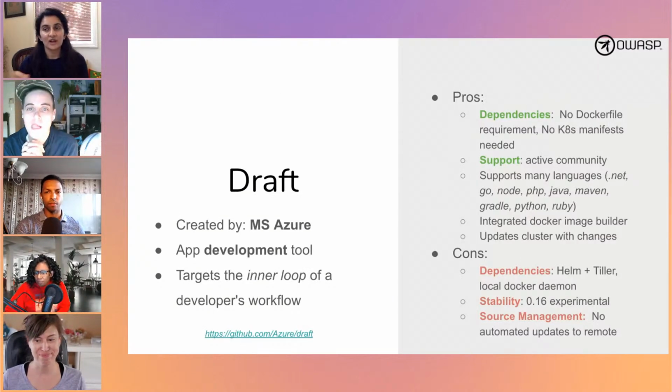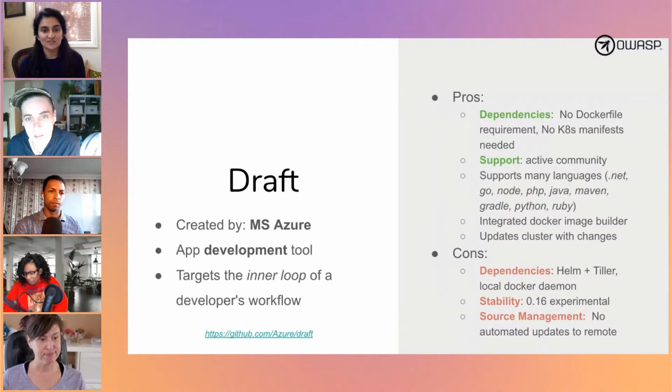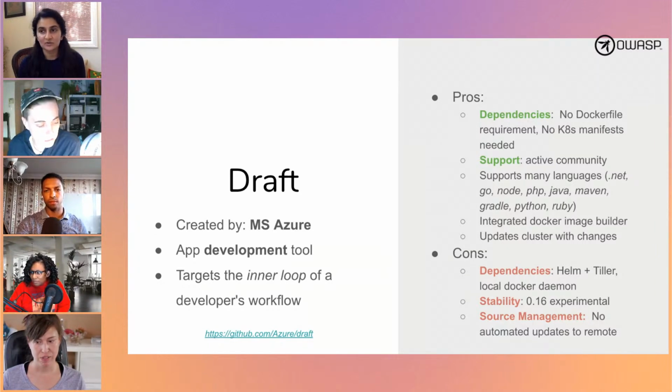So coming to the actual tools, I'll give you an example of one tool at each layer. Coming to the very first one, Draft. This one's by Microsoft Azure. It's an open source tool. This is basically used for the local dev workflow. It's not meant to be used in production. It targets the inner workflow of a dev when they're still writing applications for Kubernetes. The main strong point of this tool is it supports many of the popular languages like .NET, Go, Node, etc. It doesn't have a lot of dependencies, but it's very well integrated with Helm.